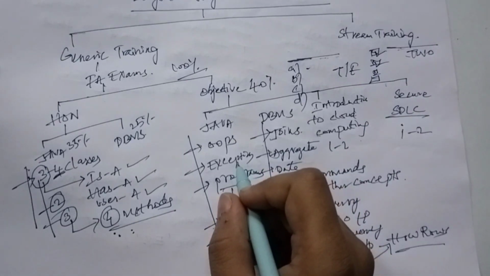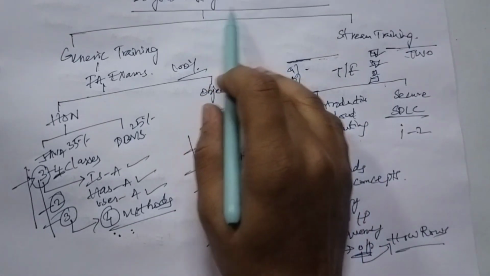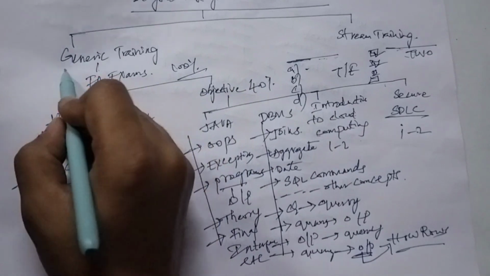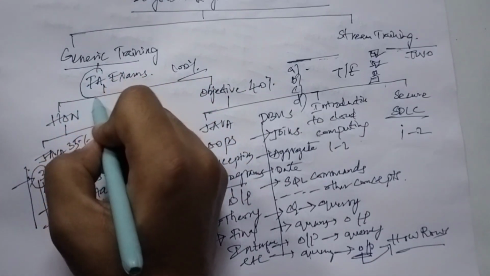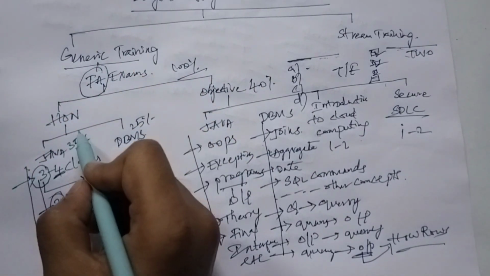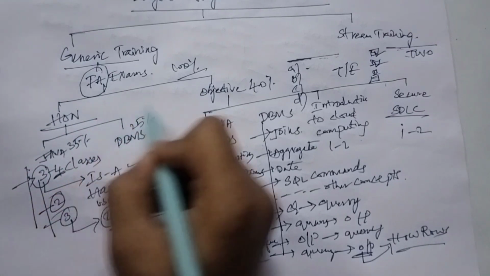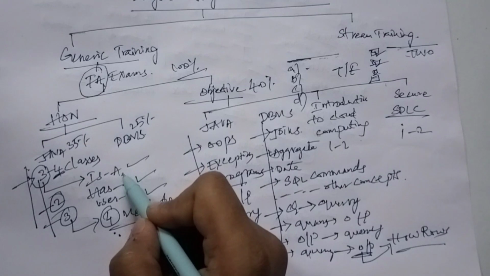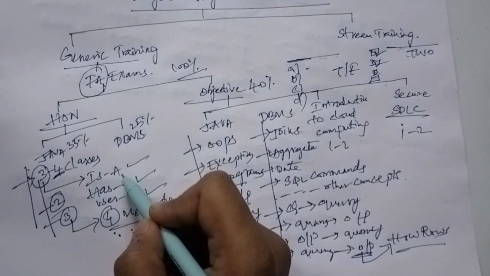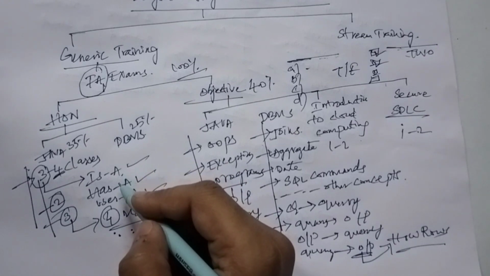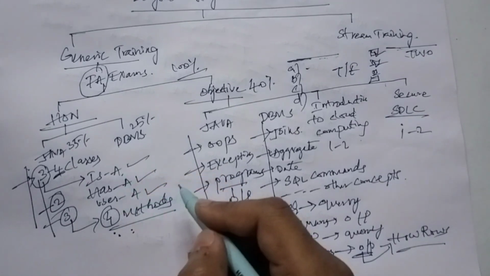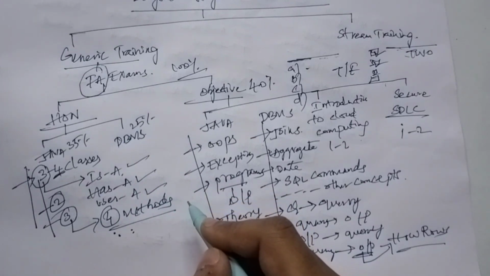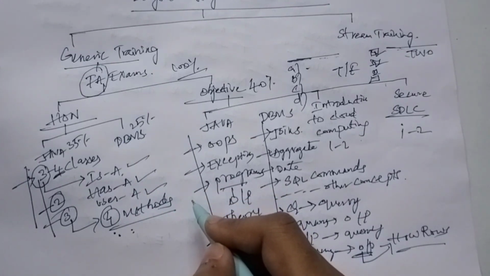So in this video I have covered, for the system engineer trainee role, what the generic training is and what the FA exams conducted in that generic training are. In that again, what the hands-on part and objective exams are, what subjects are involved and what their weightages are, and what type of questions can be asked. So I have given brief information about this generic training for the system engineer role. Thank you for watching.